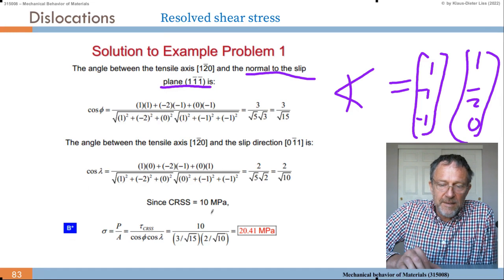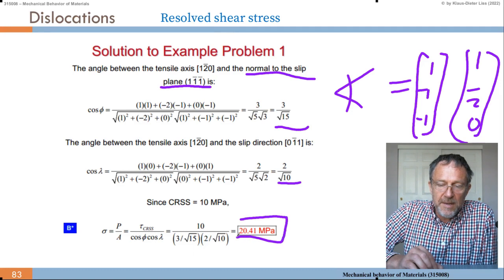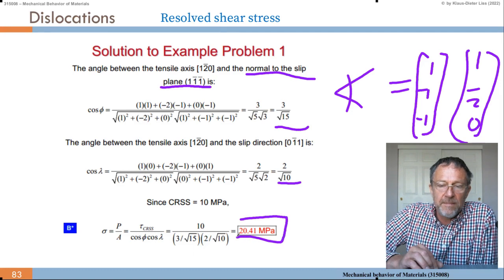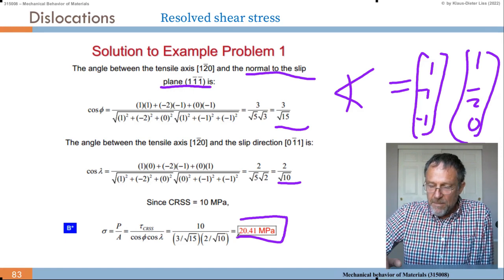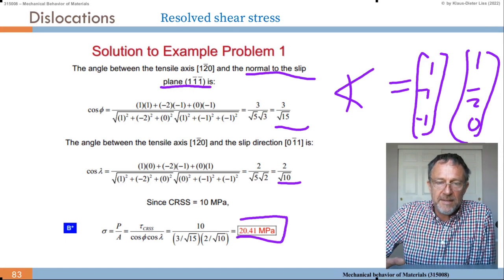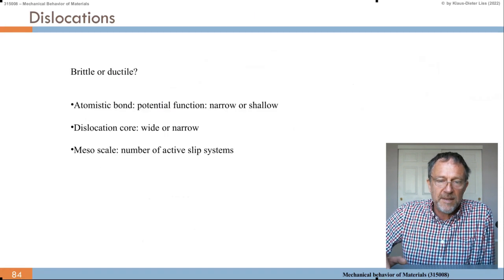Now, since the critical resolved shear stress is 10 megapascal, the applied stress P over A is tau, the critical resolved shear stress, divided by the direction cosines. You put the direction cosines in here and get a result of 20.41 megapascal. I guess you get homework with this and tutorials, but it's really good exercise to go through this. This is the solution example for these kinds of questions.